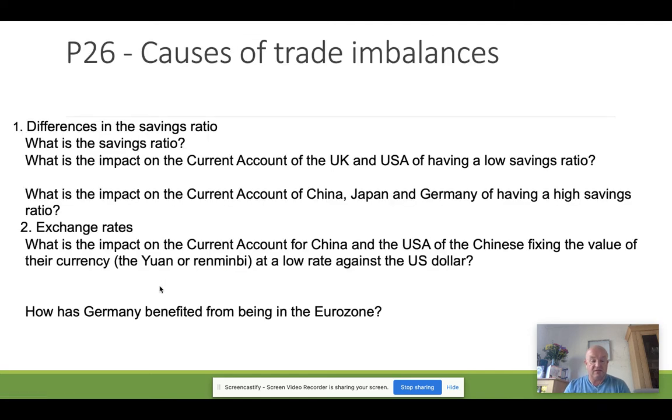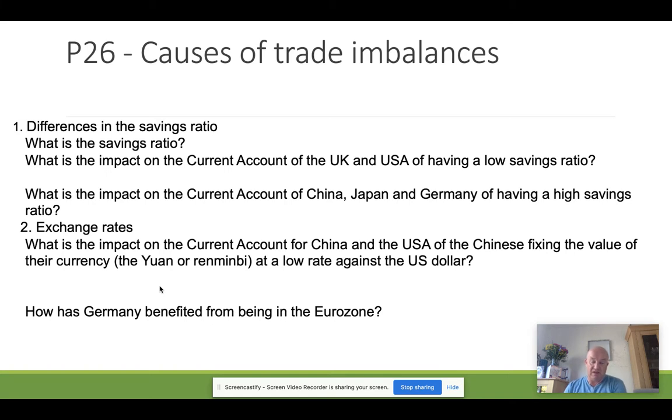Okay, so let's have a look at some of the causes of trade imbalances then. We've looked at a couple of charts in your booklet that you can highlight and annotate, and also maybe do a little bit of research around that to really complete your knowledge on this. Now there are a number of reasons for trade imbalances. We've listed a few here, and we're going to look at some of the reasons why those things might impact on the current account of different countries.